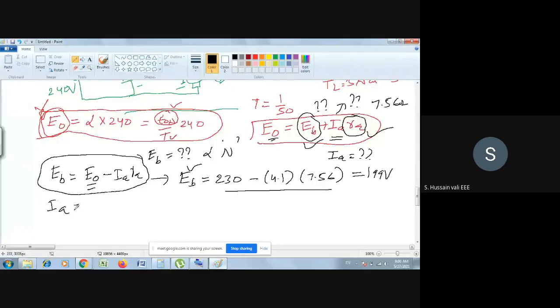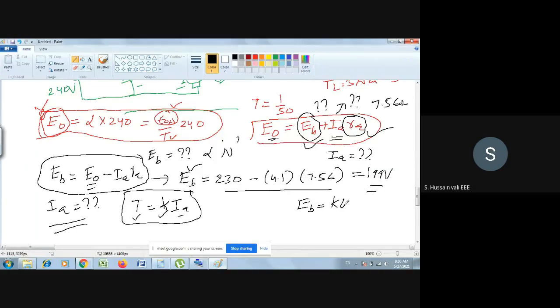Next question is what is IA? To find out IA, we have one equation: T is equal to K into IA. For the separately excited motor, we will use this equation. To find out IA, we need to know what K is, and we need to know what T is. How to find out K? From the back EMF EB, we have one equation: EB is equal to K into omega. This K and this K both are the same. So K is equal to EB by omega.